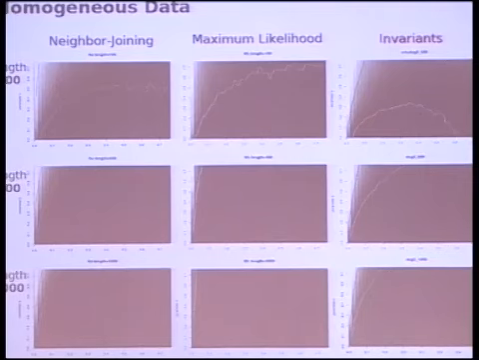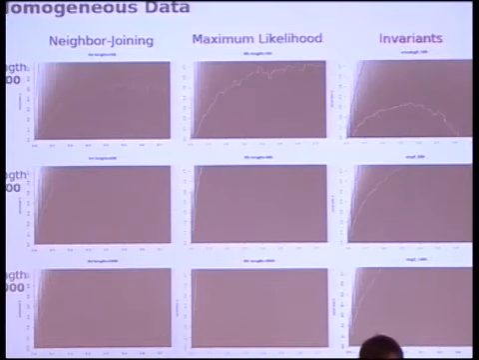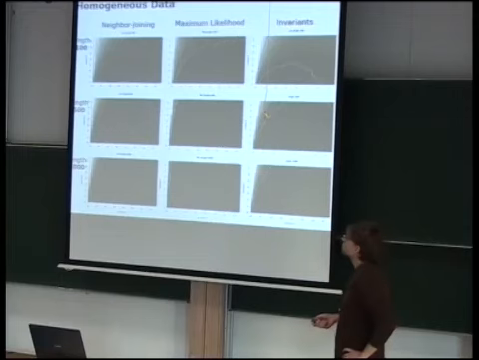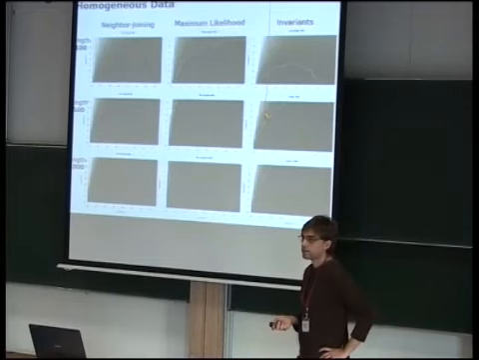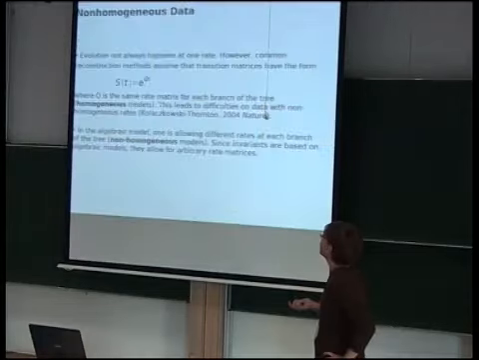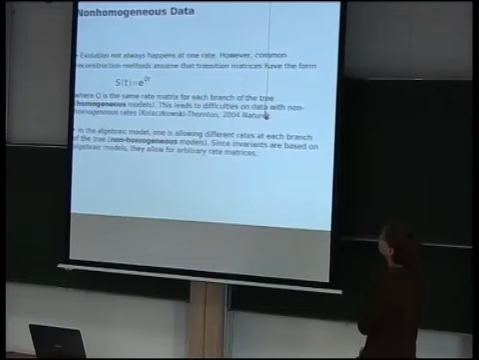Well, as you can see, the invariant method seems to be efficient, competitive for alignments of length bigger than 1,000. And neighbor joining and maximum likelihood seem to be more efficient. So why consider invariants if the already existing methods seem to be more efficient than the invariant method? Well, we have also tested our invariant method on non-homogeneous sets of data.